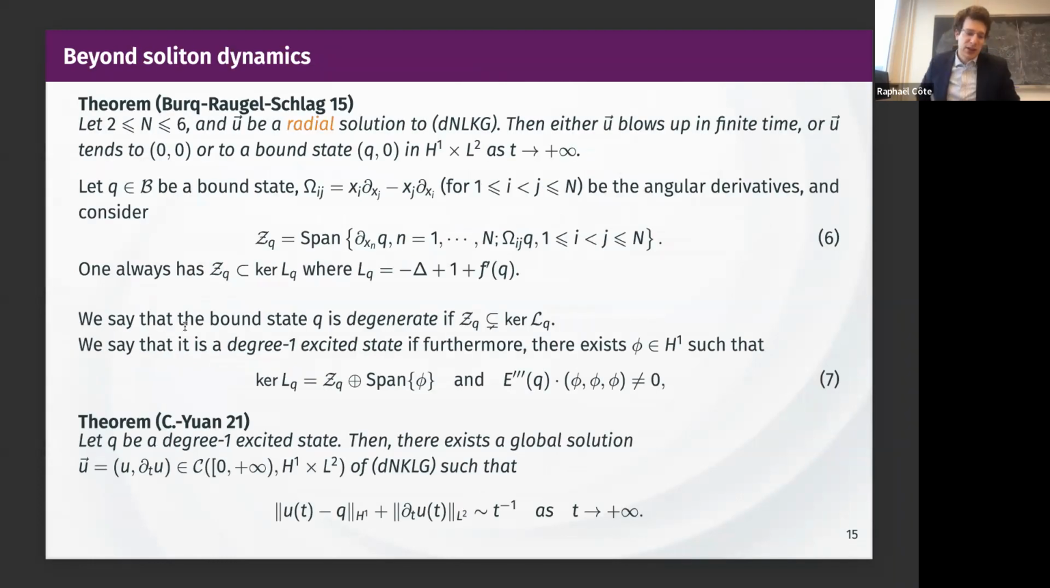The next question is, what if you want to consider excited states? Let me mention the theorem by Burq, Raphaël, and Schlag that prompted us into looking into the damped Klein-Gordon, which tells you that for radial solutions, it either blows up in finite time as usual, or it's global. And if it's global, it either tends to 0 or to a bound state, to one bound state. This is for dimension between 2 and 6. Of course, in dimension 1, as we saw, you can converge to a multi-soliton.